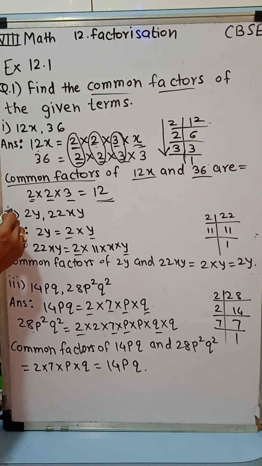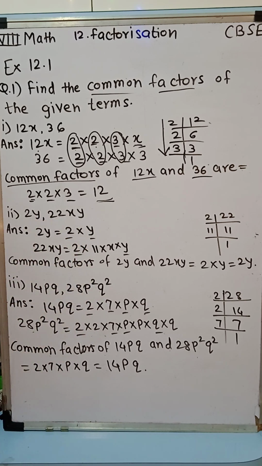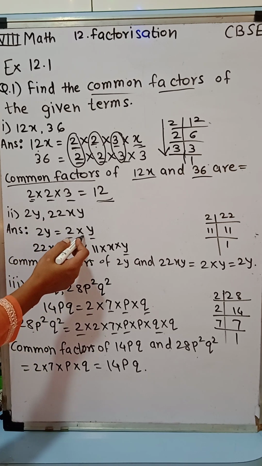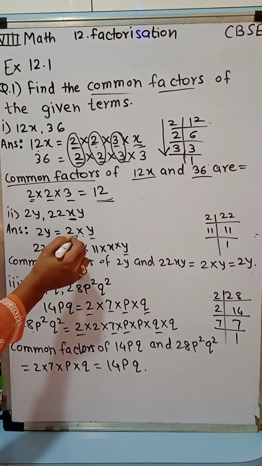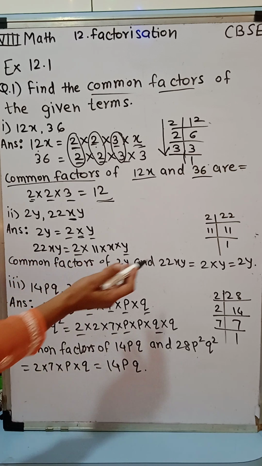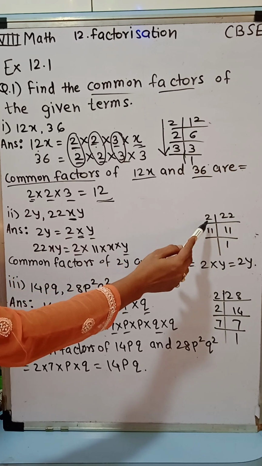Okay. Next, the second example, 2y and 22xy. So 2y can be written as 2 into y. This is the multiplication sign. Be careful while writing the x and the multiplication sign, so make a difference between the two. Second is 22xy. Again 22 can be factorized: 22 is an even number, it can be divisible by 2.